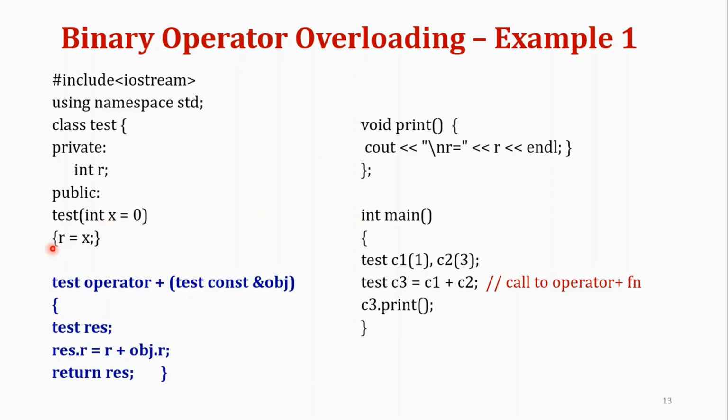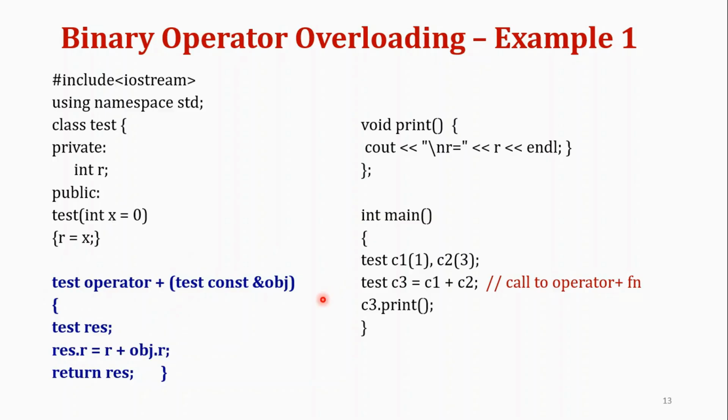Initially, r will be 0. Okay, so the return type of this operator is the class type. So the return type is the class name. It means this function will return an object type. That is the actual meaning. Operator keyword, plus the operator to be overloaded.